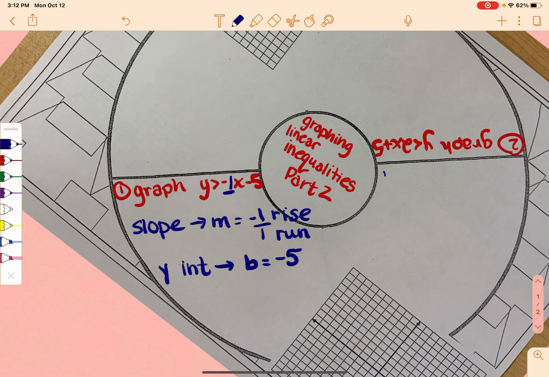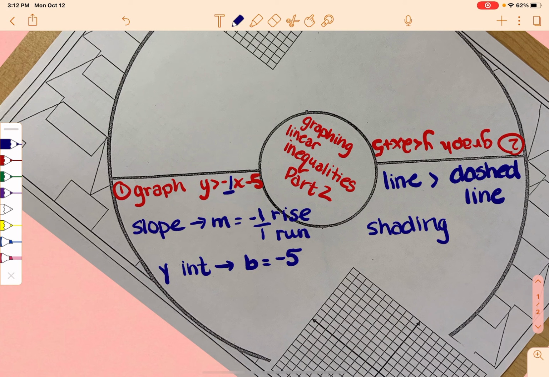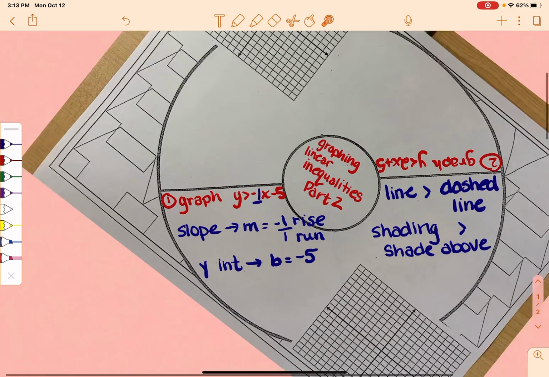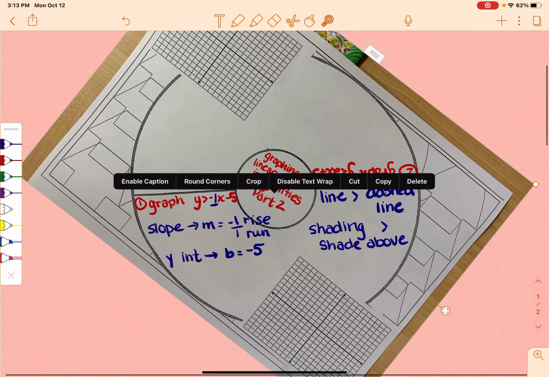Now we need to determine our line. Remember, our line is determined by our inequality. So if I have that inequality, that means it's going to be a dashed line. And when I talk about shading, if that's the inequality I have, then I'm going to shade above. So now I've got all my important pieces of information so that I can start to graph this.